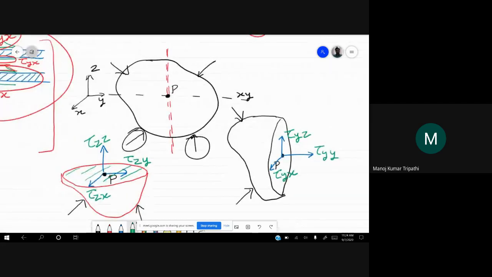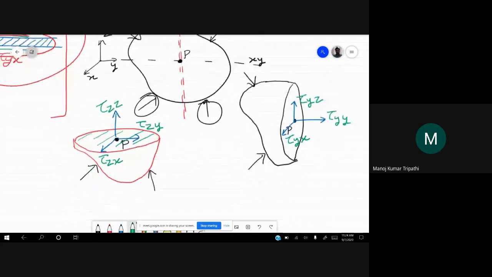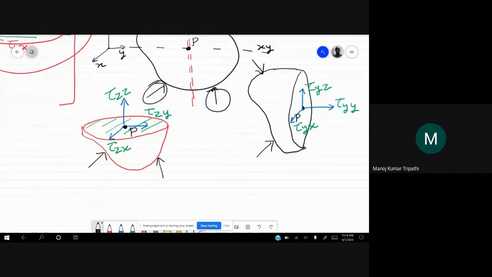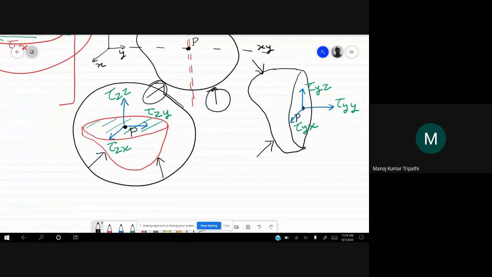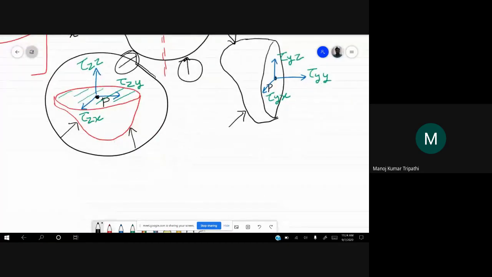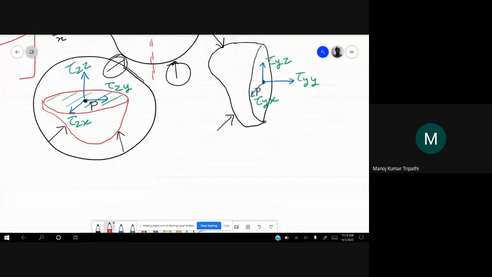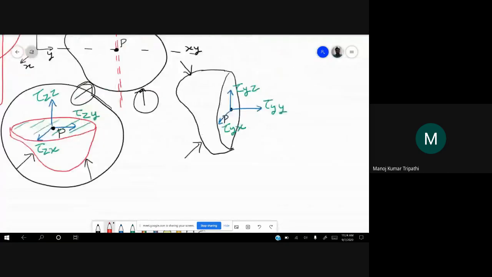Now let us take the negative planes. To separate out this free body that we drew here, there was a counterpart of this body which we left out. Let us draw that.